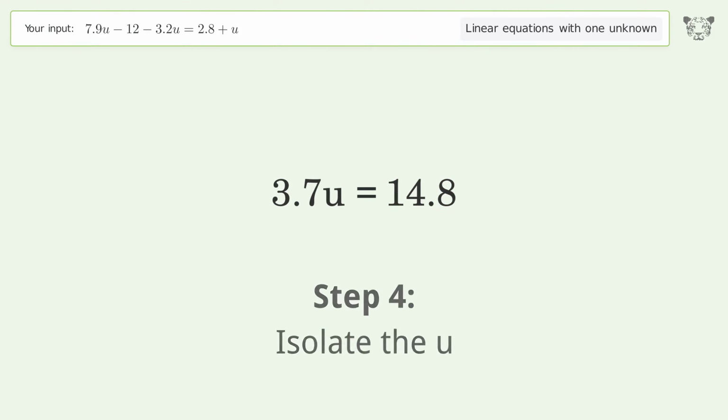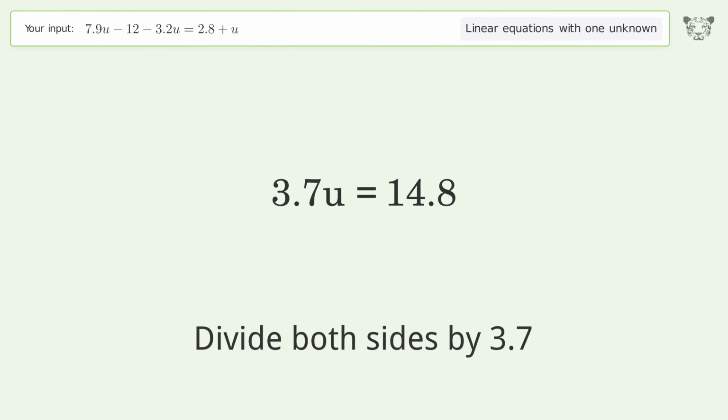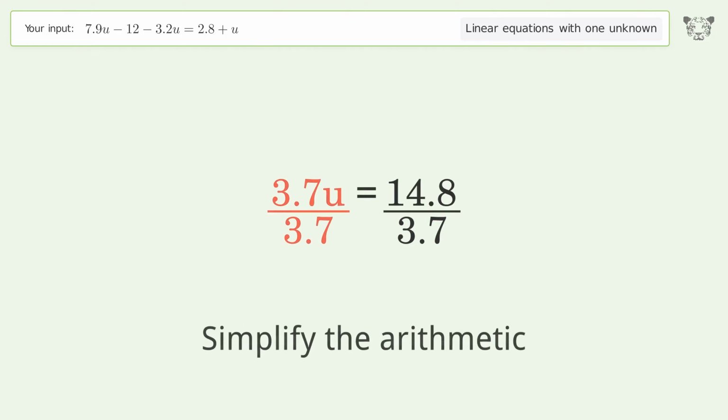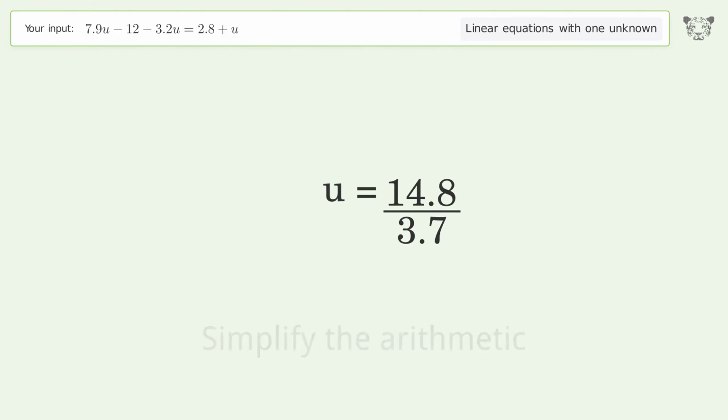Isolate the u. Divide both sides by 3.7. Simplify the arithmetic. And so the final result is u equals 4.